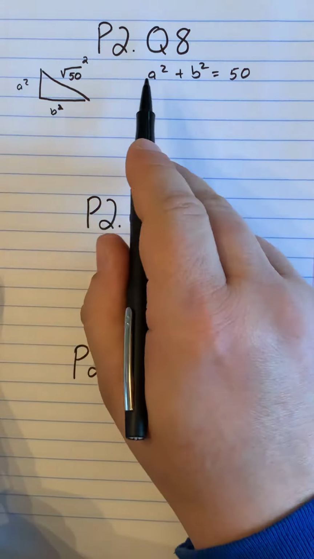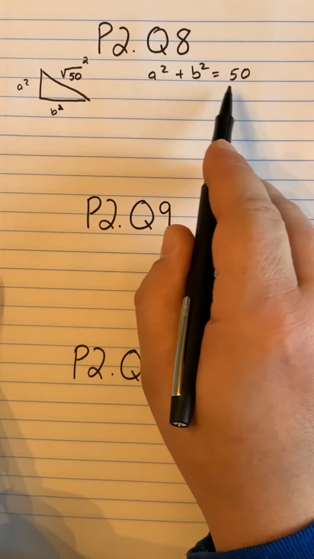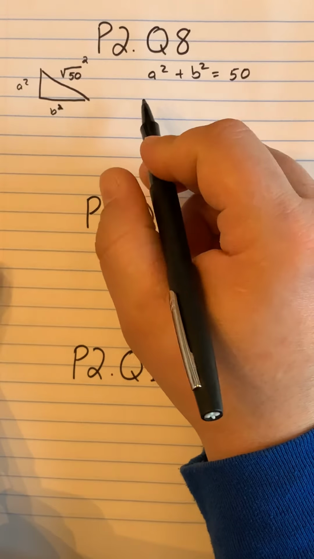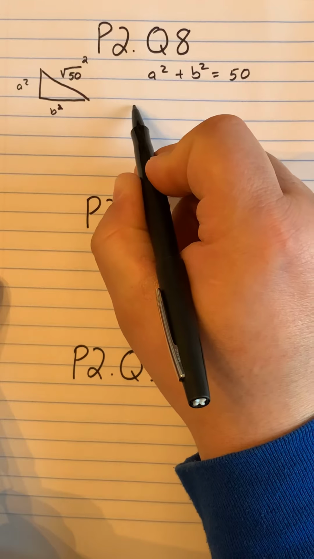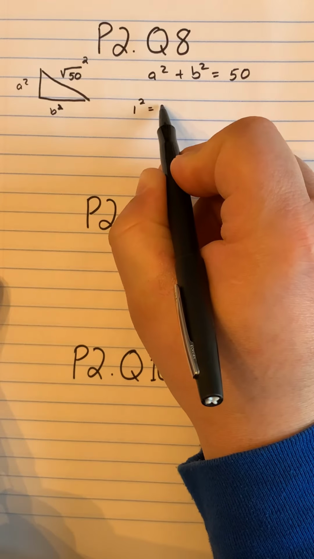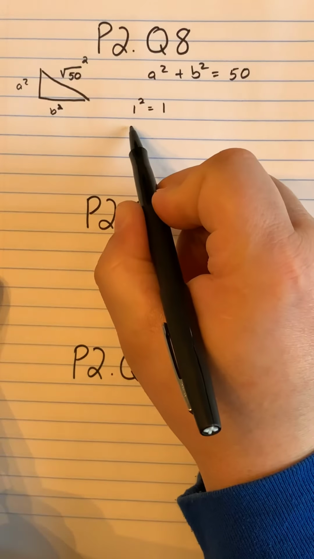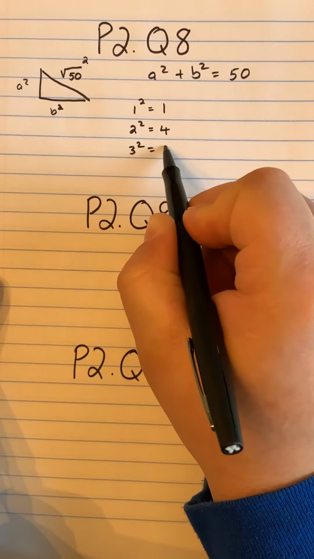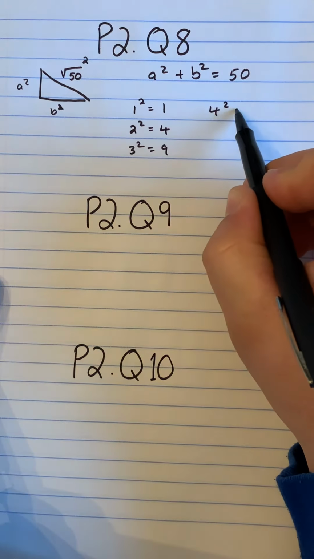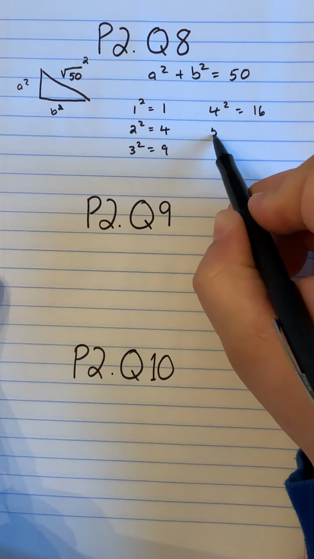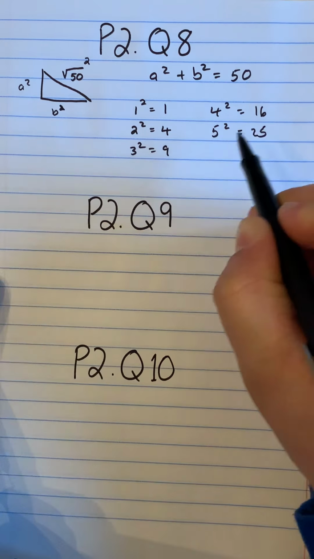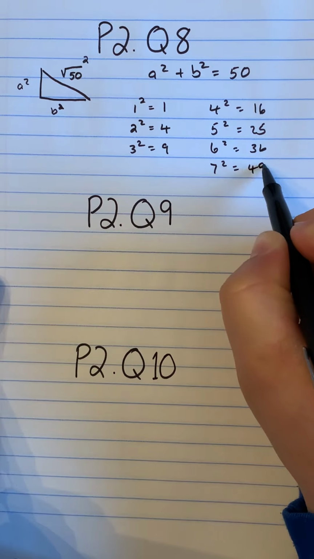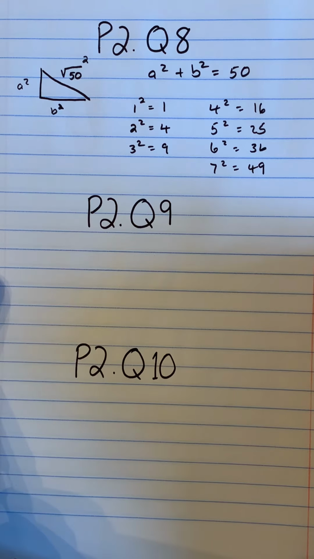So now I need to come up with 2 numbers that when they're squared would add up to 50. And we can do a little bit of guessing and checking. For example, let's just start with number 1. If I take 1 and square it, that just equals 1. 1 times 1 is 1. If I take 2 and square it, that equals 4. 3 squared equals 9. 4 squared, 16. 5 squared, 25. 6 squared equals 36. And 7 squared equals 49. That doesn't really make sense to go any further than that because it's going to be more than 50.